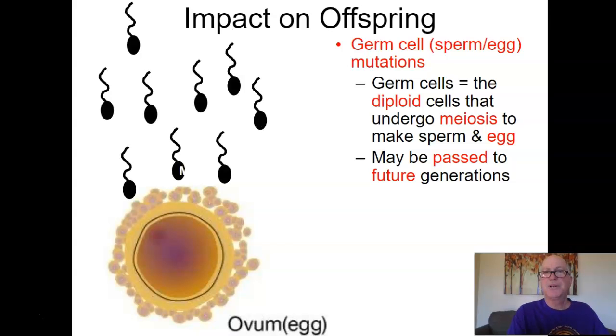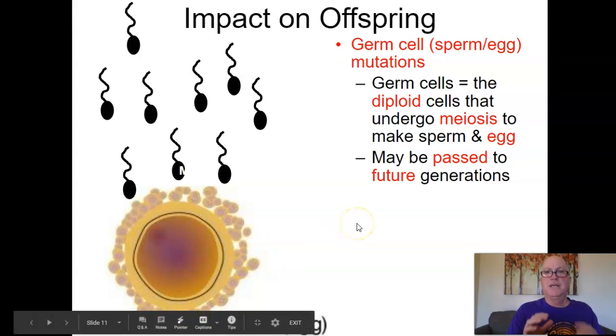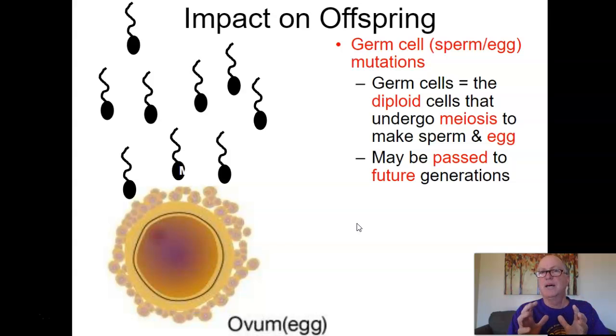So what I really want you to know from this is mutations that happen in a sperm or an egg are going to be passed on to your child, and then every cell in their body comes from that fertilized egg. Therefore, every cell in their body will have that mutated gene in it. So we often worry more about mutations that occur in the sperm or egg.